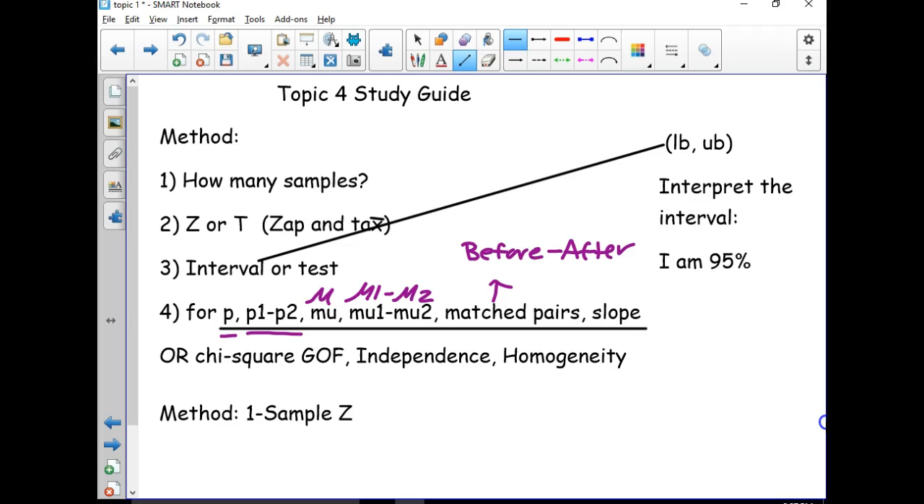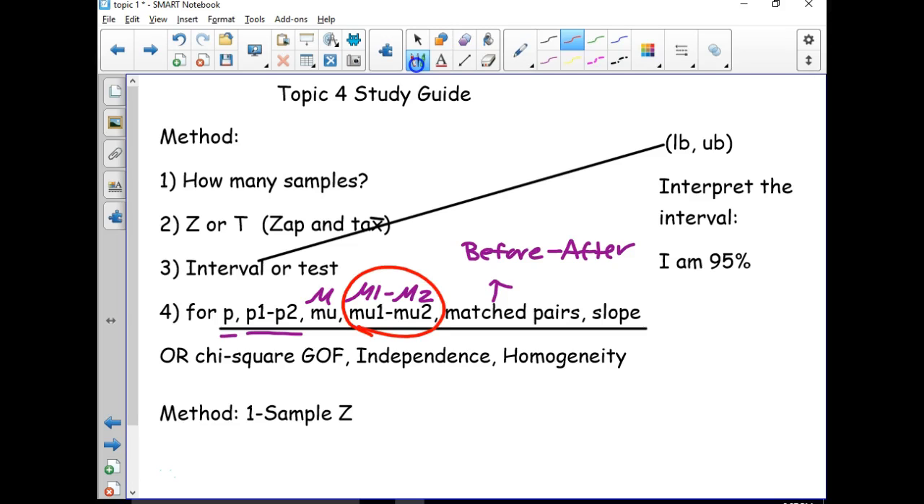So let's say, okay, so Sam, here with the difference. Let's play pretend. If I have two AP classes and I want to look at the difference in average test scores, that would be this. There's two samples.